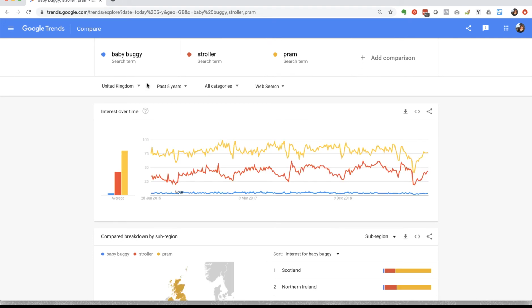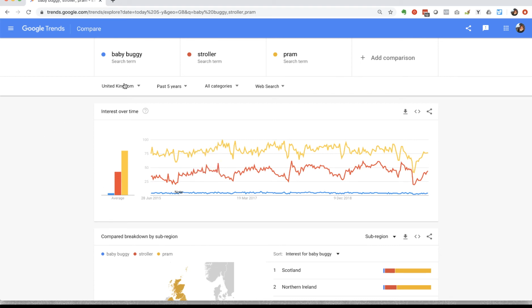So interestingly, in the UK, over the past 5 years, if you were building a website designed to sell baby buggies or strollers or prams, it seems like pram is the search term that's the most popular, followed by stroller, followed by baby buggy. Baby buggy very much in third place. That doesn't necessarily mean that you shouldn't build a website that has pages on it optimized for the term baby buggy. Fewer people are searching for that term, but maybe there are fewer resources on the internet for those people to access. So maybe it's worth targeting a smaller number of people on a less competitive search term.